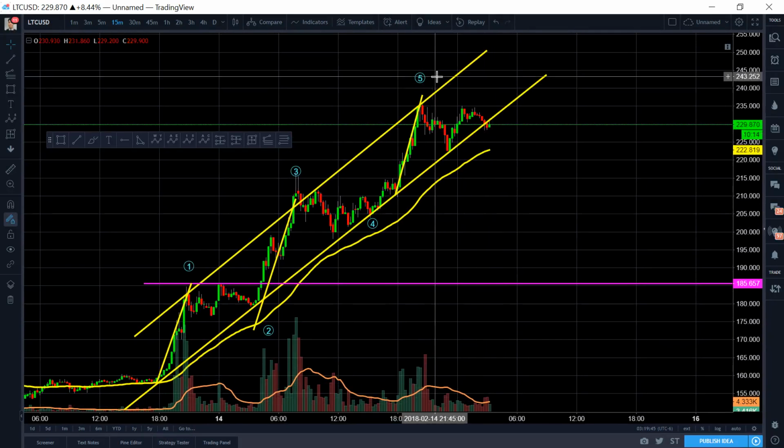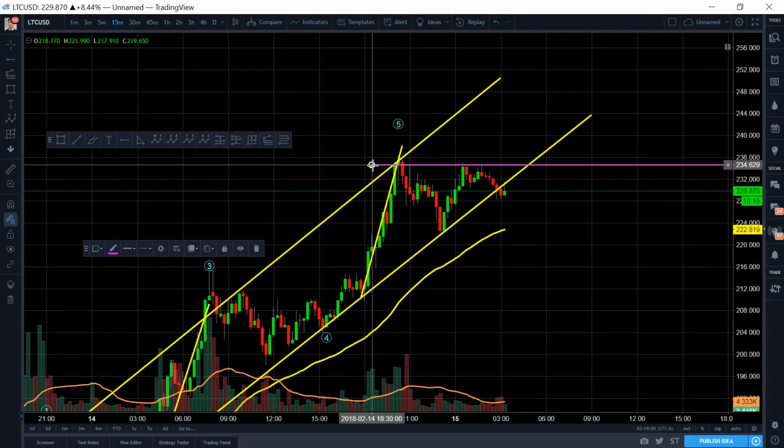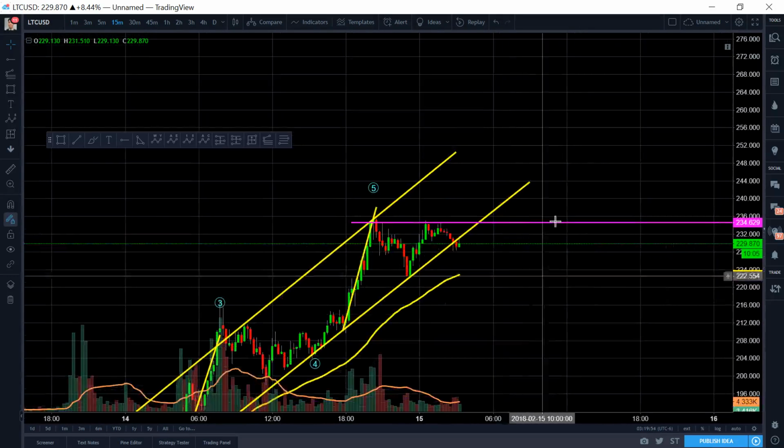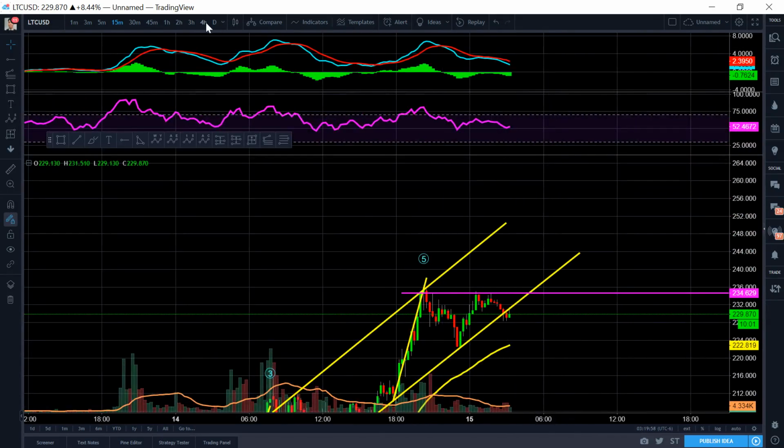Anyways, so now we have this structure in here, right? A lot of people probably thought, oh yeah, this is an ascending triangle. I'm like, no, it's not an ascending triangle, okay? Mr. Fibonacci is going to explain to you why this is not an ascending triangle.